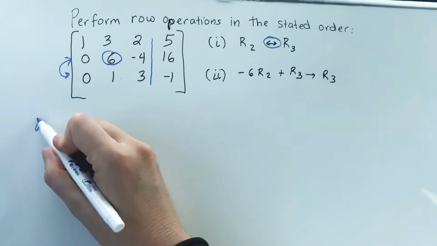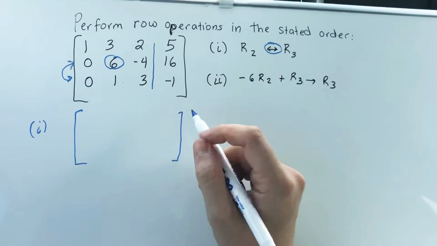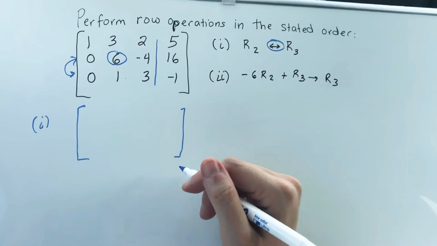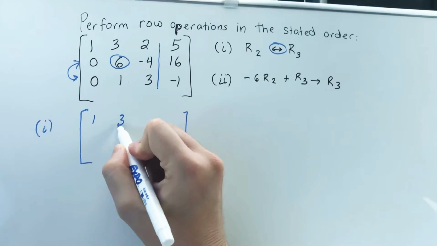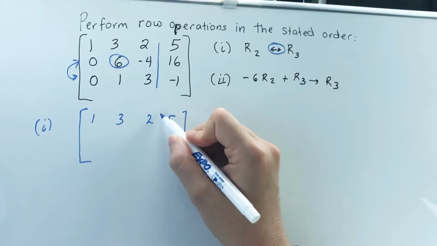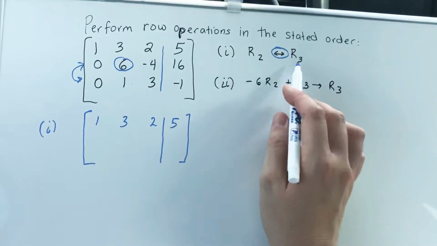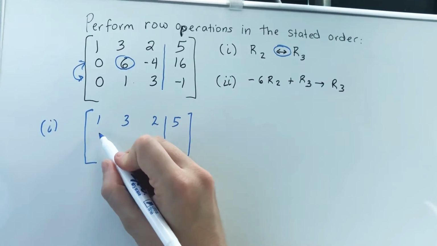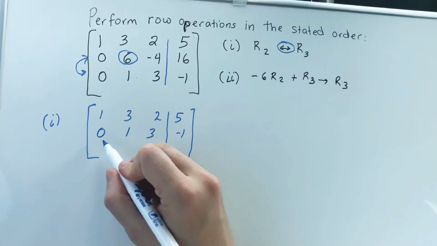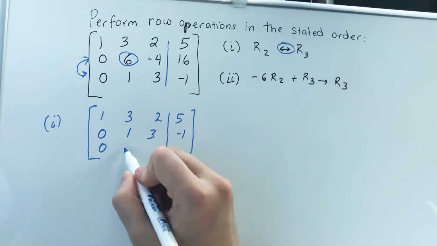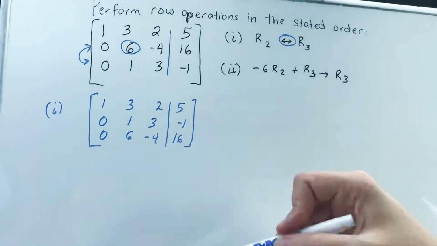So let's go ahead and do that row operation first, our row swap. One of the things I recommend when you're doing row operations is to copy and paste the rows which are not being changed. Since rows 2 and 3 are changing, row 1 is not. So I'm going to rewrite row 1 as 1, 3, 2, 5, and I'll write that little line for consistency. But the new row 2 will be the old row 3. That's what a row swap does. So 0, 1, 3, -1. And the row 3 will be the old row 2: 0, 6, -4, 16. Okay, so we've already done our first row operation.